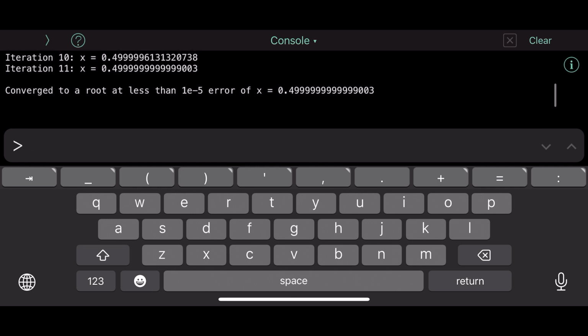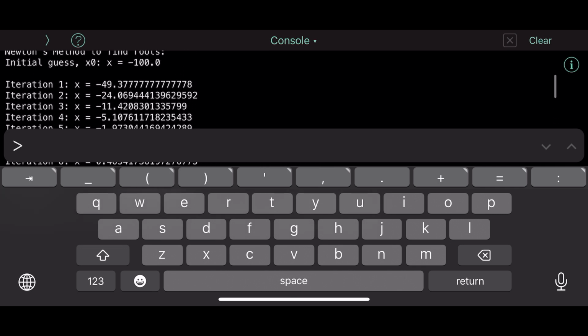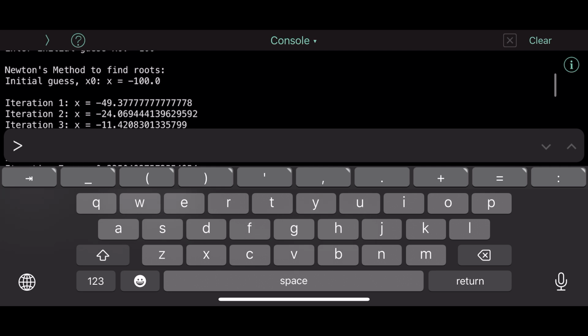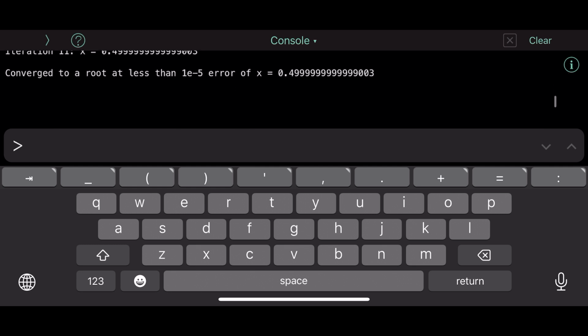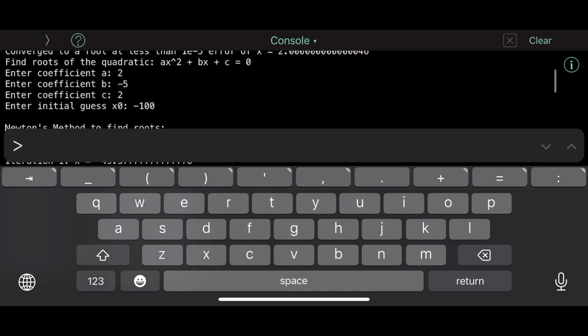This also gives a result of 2 and 0.5, with a tiny error due to the large number of significant figures carried out within Python. Wow, that was so cool.